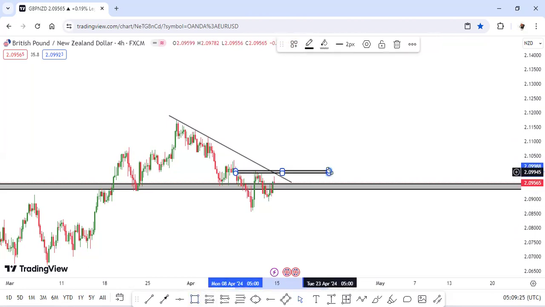I mean, the neck of the double bottom. You have to wait for the market to be broken. You have to wait for this particular zone to get breached.